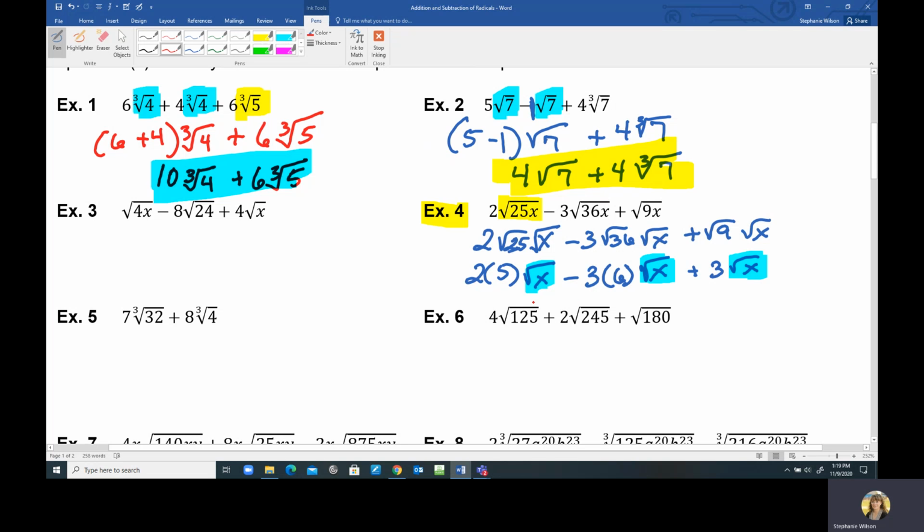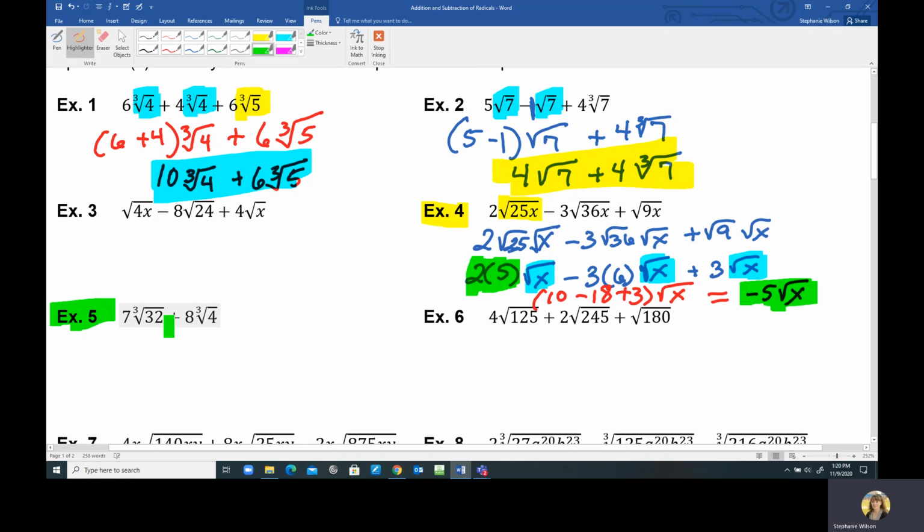We have 2 times 5 is 10. 3 times 6 is 18, plus 3, and it's all multiplied by the square root of x. Now I have 10 minus 18 is negative 8, plus 3 is a negative 5 square root of x, and that is my final answer. So whenever we're putting together like terms, remember, whatever's behind the coefficient has to be identical to whatever's behind the next coefficient. It's like terms.